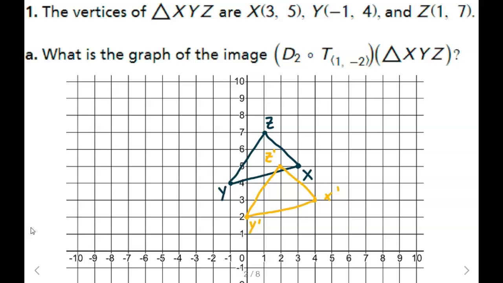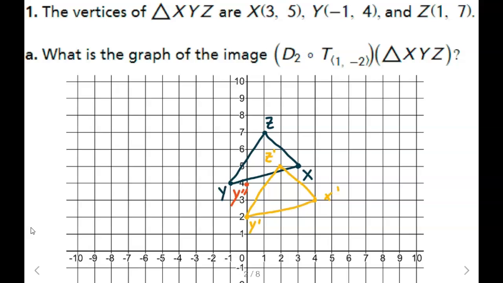Now, dilation with a factor of 2 means we'll multiply each of these coordinates by 2. So 0, 2, that's an easy one to do. It'll become 0, 4. So this one in red will be the new y double prime.